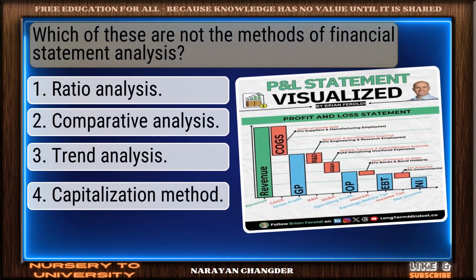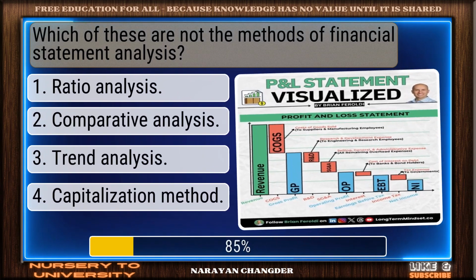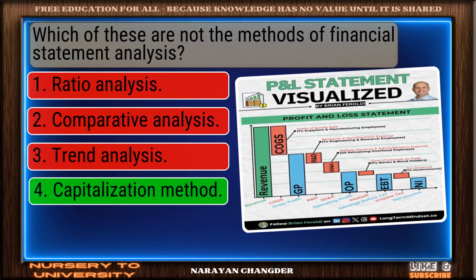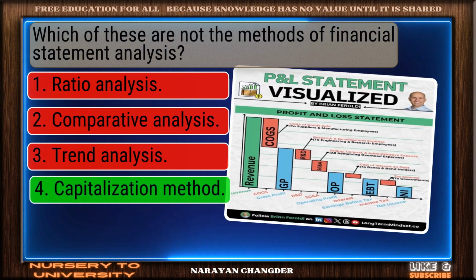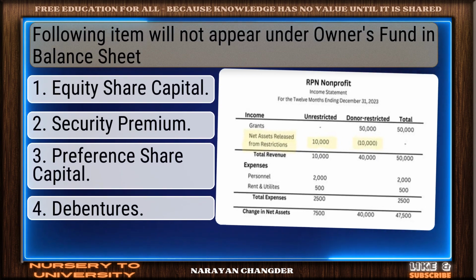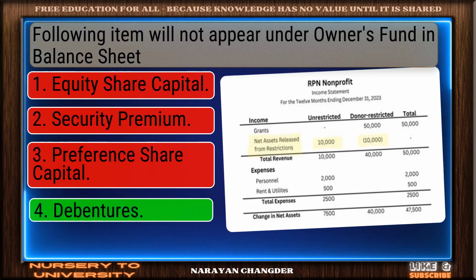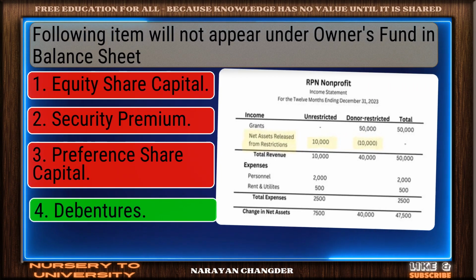Which of these are not the methods of financial statement analysis? Great job. Capitalization method is the accurate answer. Following item will not appear under owner's fund in balance sheet. You got it. Your choice debentures is right.